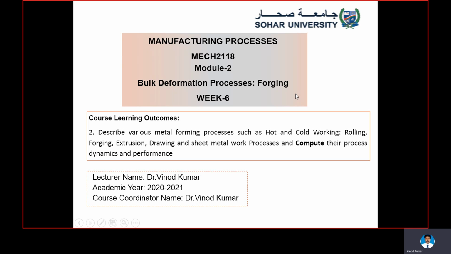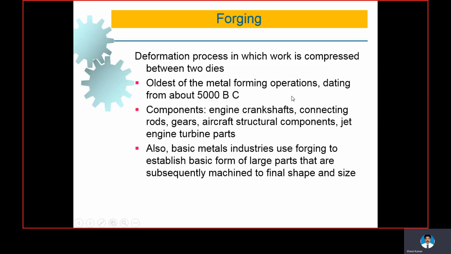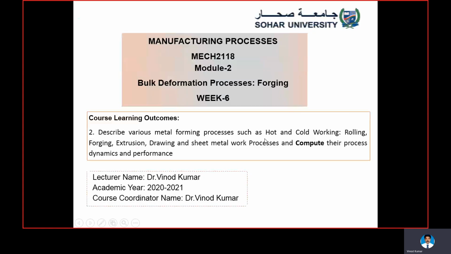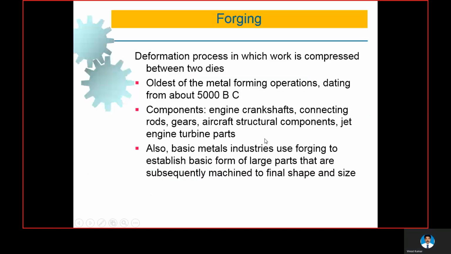So the learning outcome is to describe various metal forming processes, including forging, and compute their process dynamics and performance. Forging is one of the oldest metal forming operations, dating back to around 5000 BC. It is a deformation process in which the part is compressed between two dies.